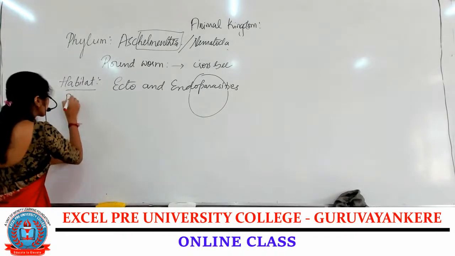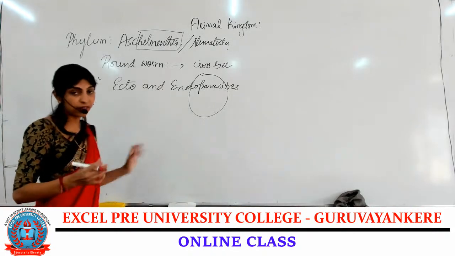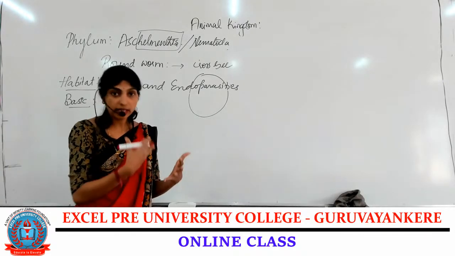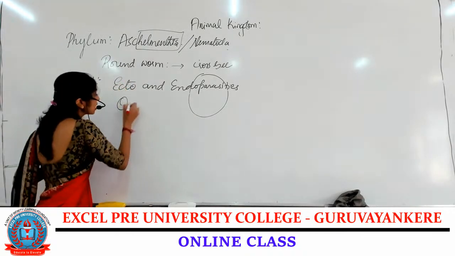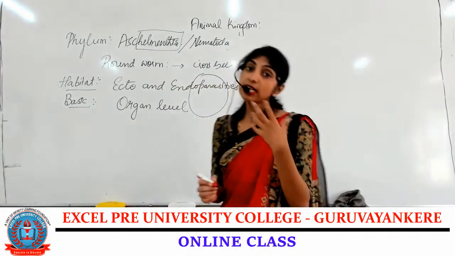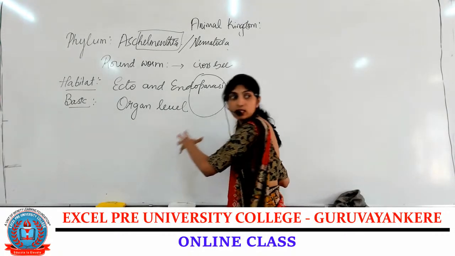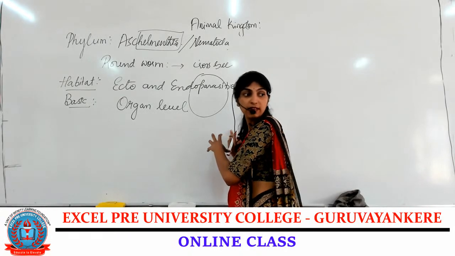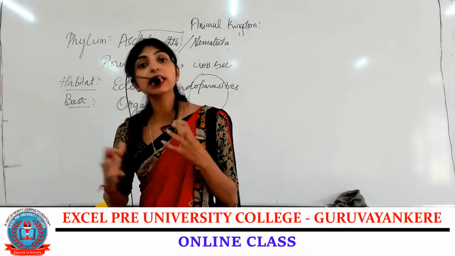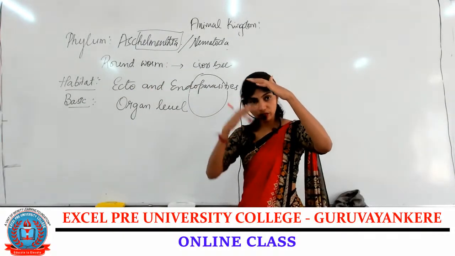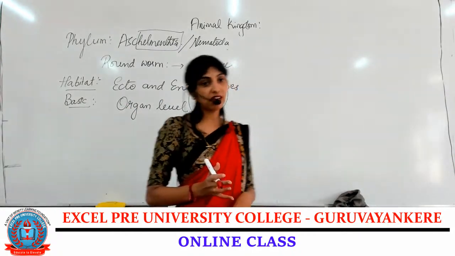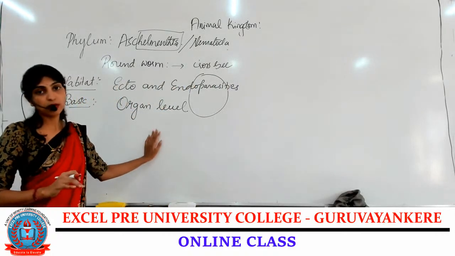Now, coming to the basic level of organization. Since they are also worms, they are grouped separately because the organisms belonging to Aschelminthes show organ level of organization, which is different from Platyhelminthes, which show tissue level of organization. So you cannot classify these organisms under Platyhelminthes because their level of organization is completely different. What is organ level of organization? Here different tissues together form an organ, and that organ has a particular function.